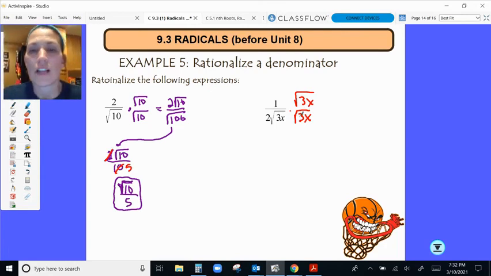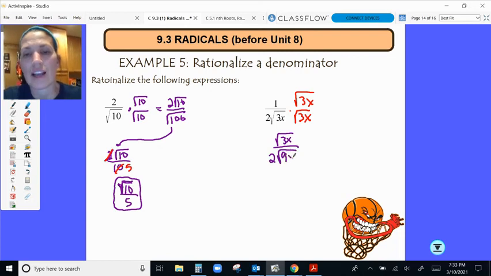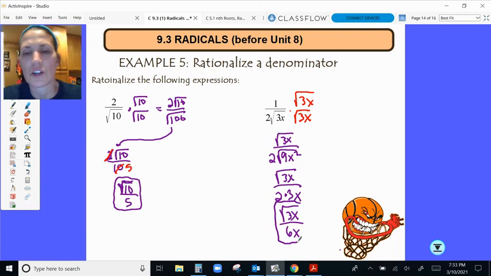So 1 times the square root of 3x will be the square root of 3x. And then the bottom will be 2 times that. 2 times the square root of 9x squared, which is going to become the square root of 3x over 2 times the square root of 9, which is 3. The square root of x squared is x. So this will be the square root of 3x over 6x. Again, we can't divide those because one is in a radical, one is not. Okay? And that is how you rationalize a denominator. Okay? Important to know that.